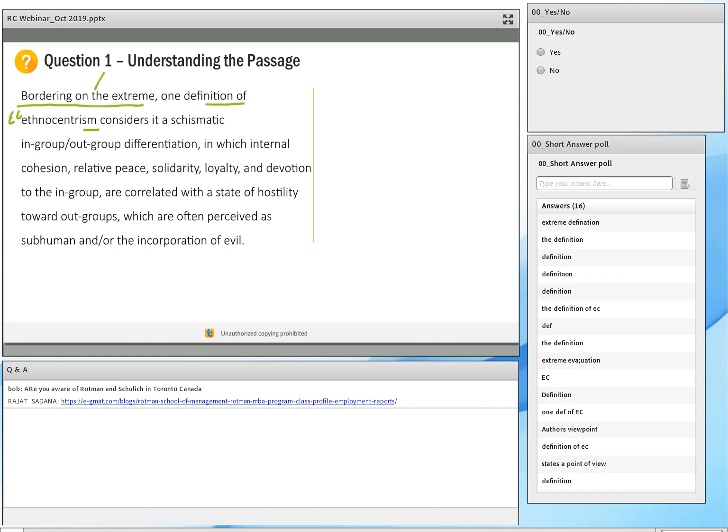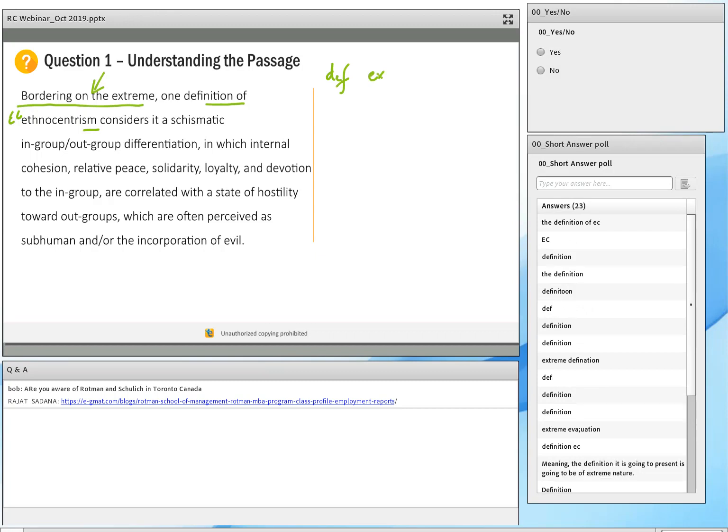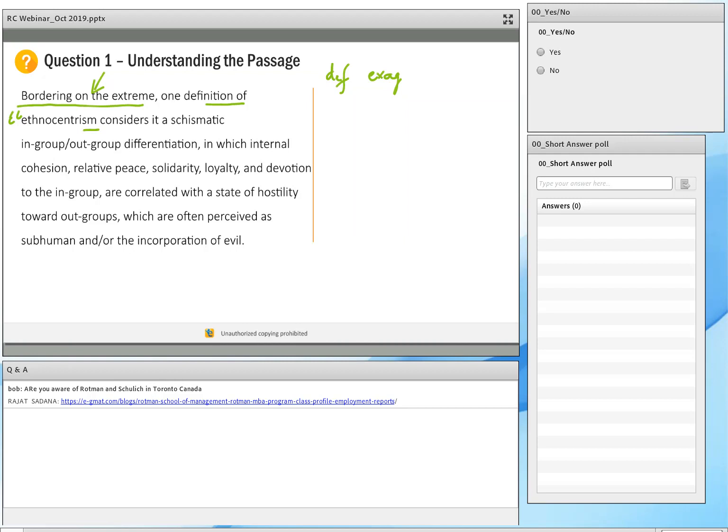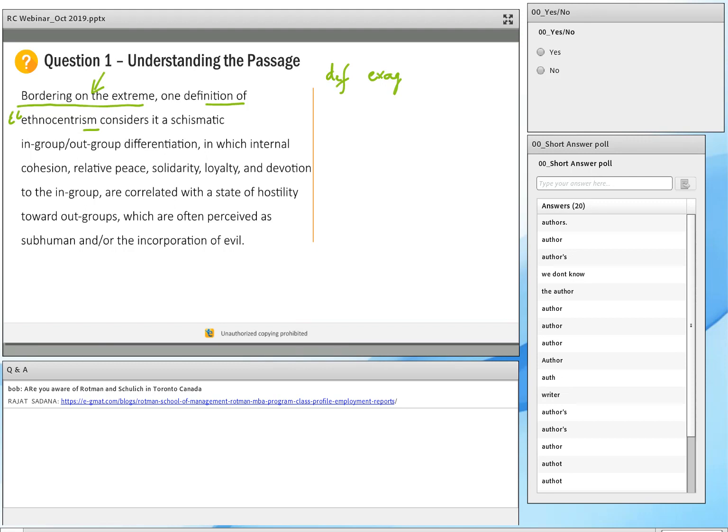And what does it say? It says that this definition of EC is exaggerated. That's what the author says, right? So I know that whatever he's going to talk about next is actually exaggerated. And whose opinion is this? Whose opinion is that the definition is exaggerated? It is the author's opinion. Absolutely. We do know that this is the author's opinion because it's the author who's saying bordering on the extreme, right? He's not saying according to some, this definition is exaggerated. He himself is saying bordering on the extreme, this definition of ethnocentrism. All right, good. So it's the author's impression.